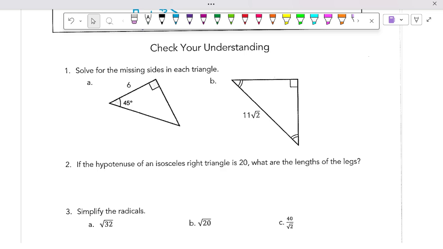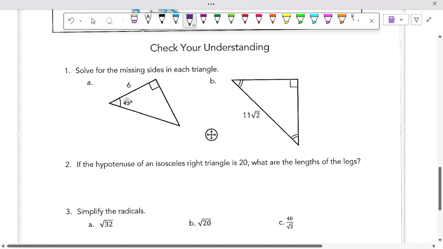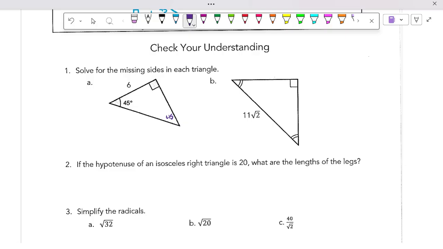So first off, if you only have one 45-degree angle, but you also have a 90-degree angle, that automatically means the other angle is 45 by the triangle sum theorem. All right? So we know it's a 45, 45, 90 triangle. What side type did they give me? Did they give me a leg or the hypotenuse? A leg. All right. So let's call this X and this Y.